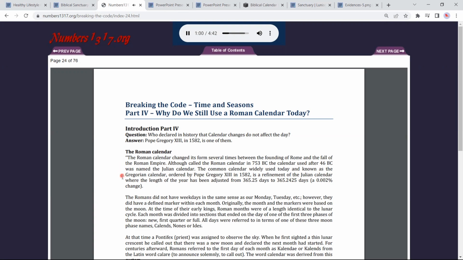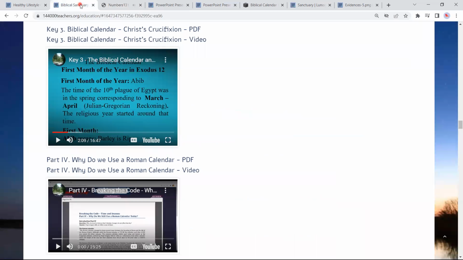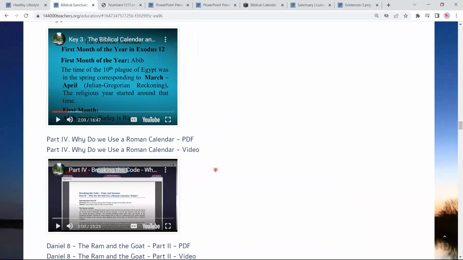a refinement of the Julian calendar, where the length of the year has been adjusted from 365.25 days to 365.2425 days, a 0.002% change. Again, we will continue with these discoveries as well because they are very important historical facts.